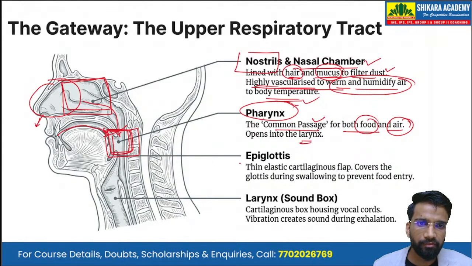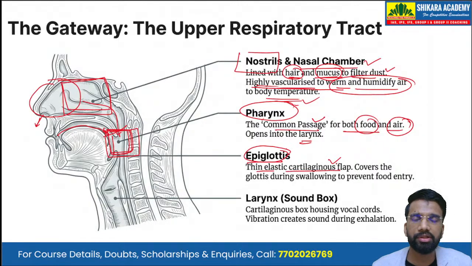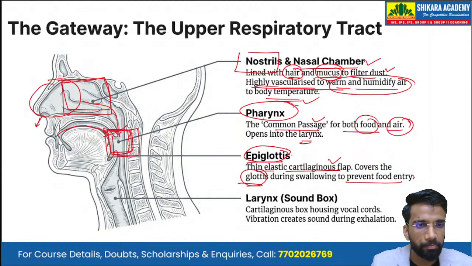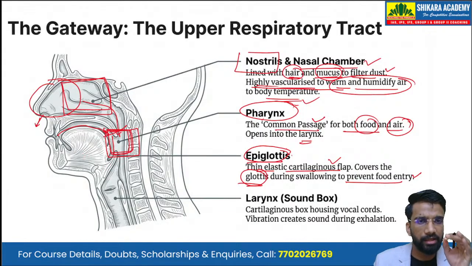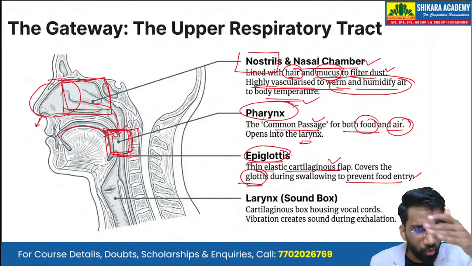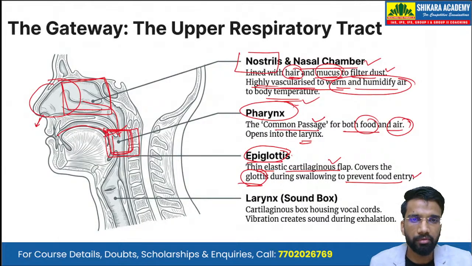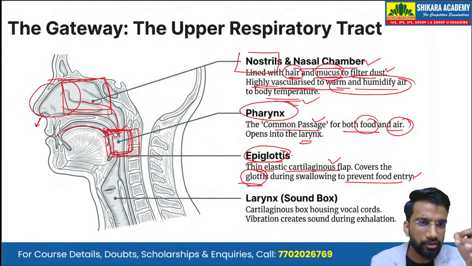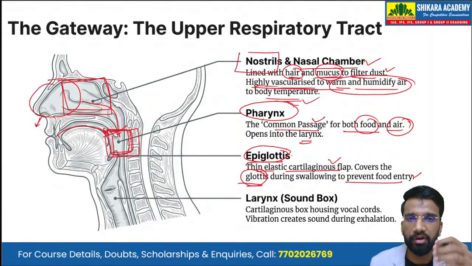Then we have the epiglottis. This is a thin, elastic, cartilaginous flap. It is made up of cartilage, a cartilage flap that covers the glottis during swallowing to prevent the entry of food. So it acts like a lid. While we are eating food, the epiglottis closes the windpipe, so that the food doesn't enter the windpipe.